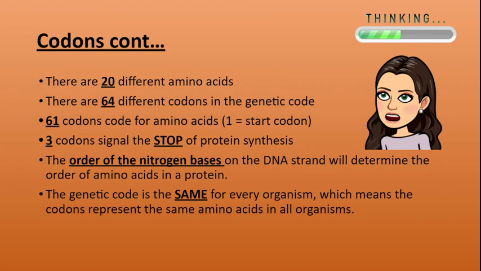The order of the nitrogenous bases on the DNA strand will determine the order of amino acids in a protein. The genetic code is the same for every organism, which means that the codons represent the same amino acids in all organisms.